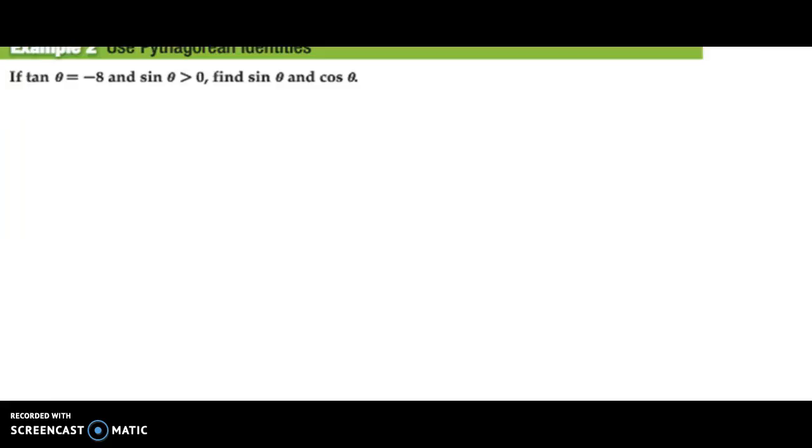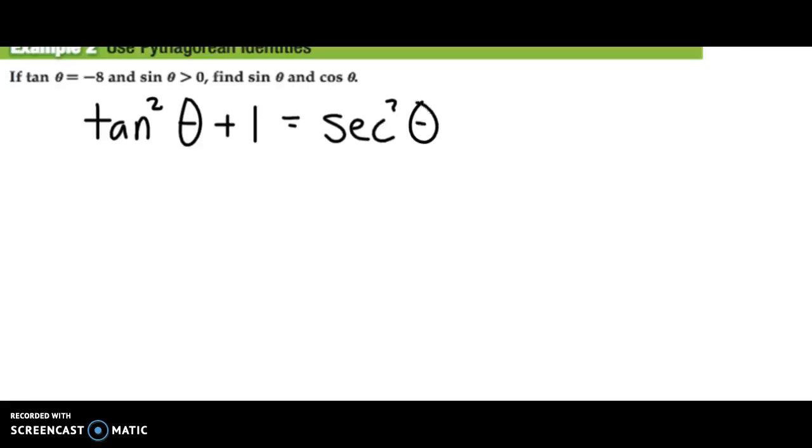Alright, so example 2. It says if tangent of theta is equal to -8, and sine of theta is greater than 0, find sine of theta and cosine of theta. Well, first off, we know from our trig identities above that tangent squared of theta plus 1 is equal to secant squared of theta, right? The nice thing is that if we can find what secant is, we can use that information to find what cosine is, because they are reciprocals of each other.